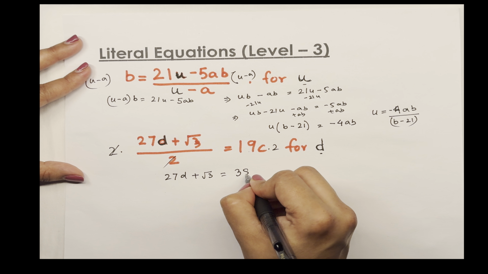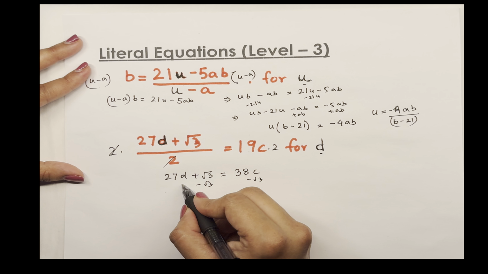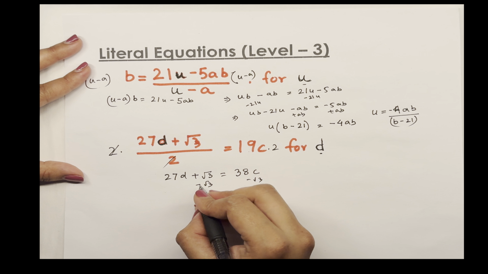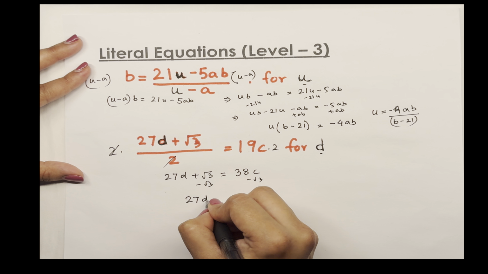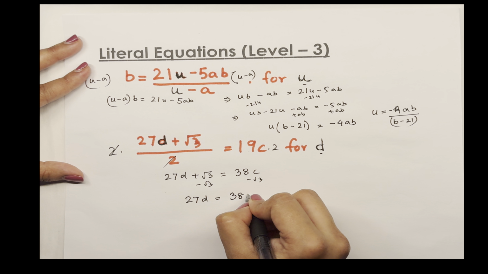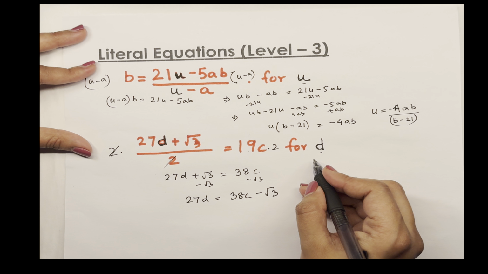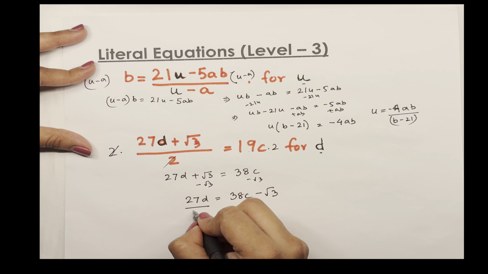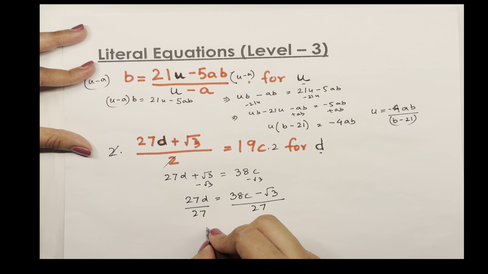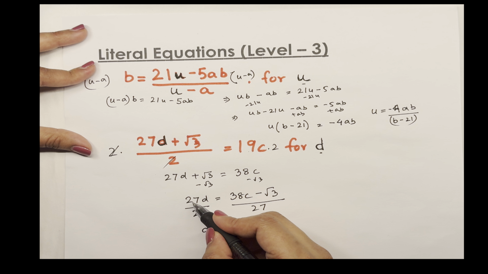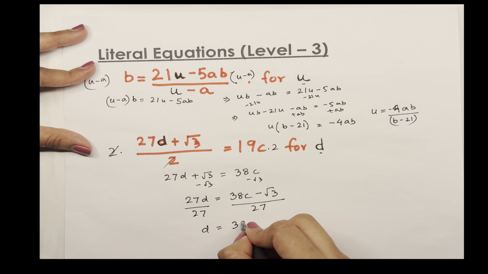I'm subtracting root 3 on both sides so that this side will have the unknown we're solving for, d. We're trying to solve for d, and this side has the other terms. So 27d equals 38c minus root 3. We can solve for d by dividing both sides by 27, to get rid of the 27. So d equals (38c minus root 3) by 27.